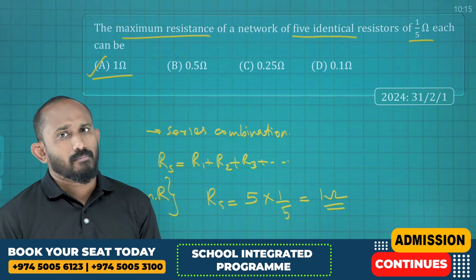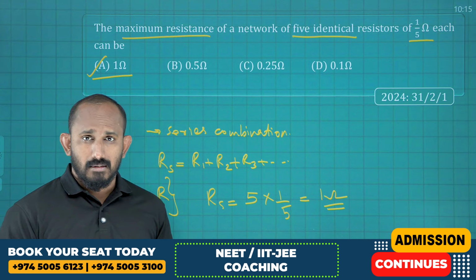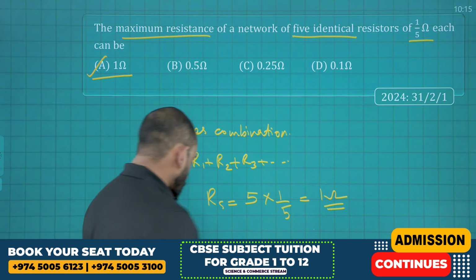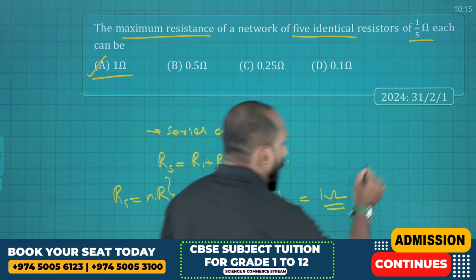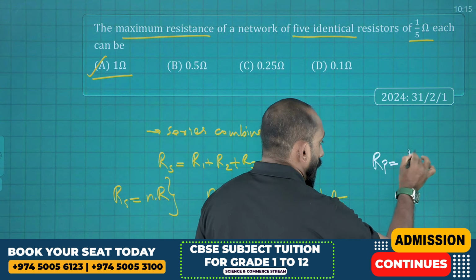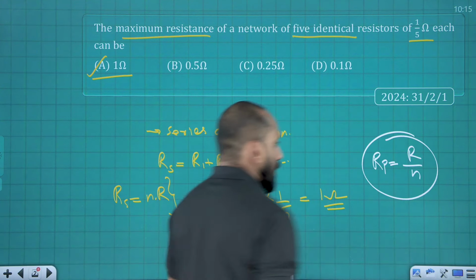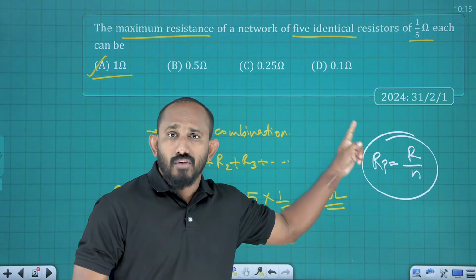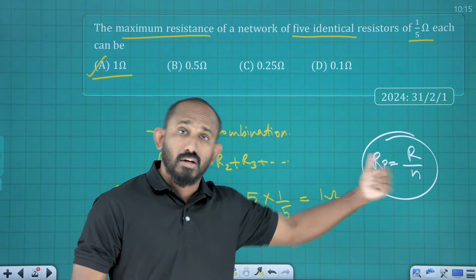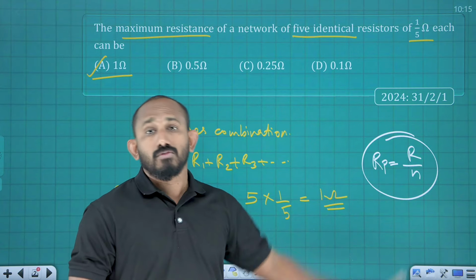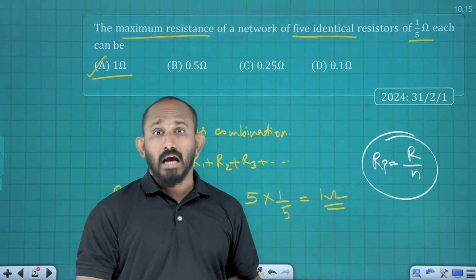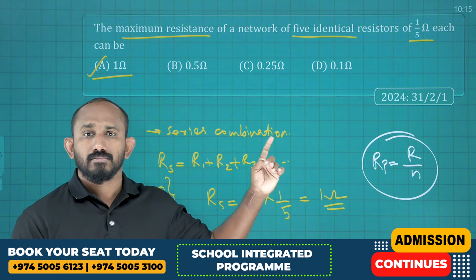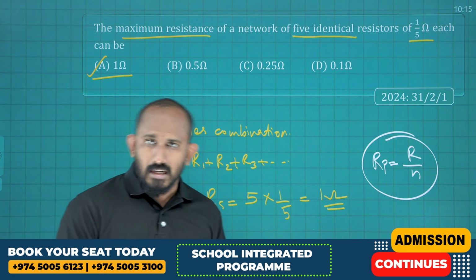Now the same 1.5 ohm resistors, if you connect them in parallel, then the effective resistance Rp is equal to R divided by N. Another logic approach you can use: the identical resistance value R divided by the number of resistors will give you the effective resistance in parallel combination, and that will be the least value you can get from these 5 of them. Hope you got it. Let's go for the next question.